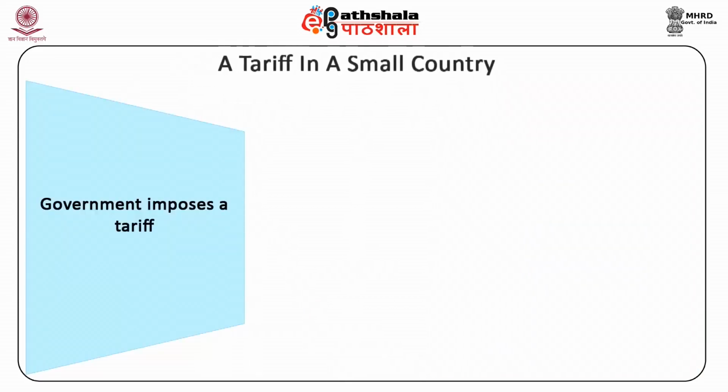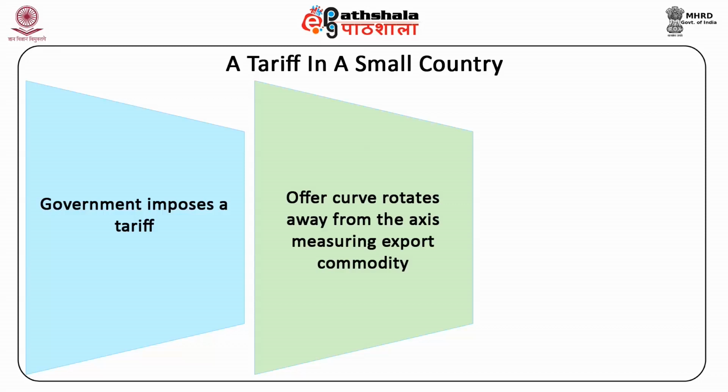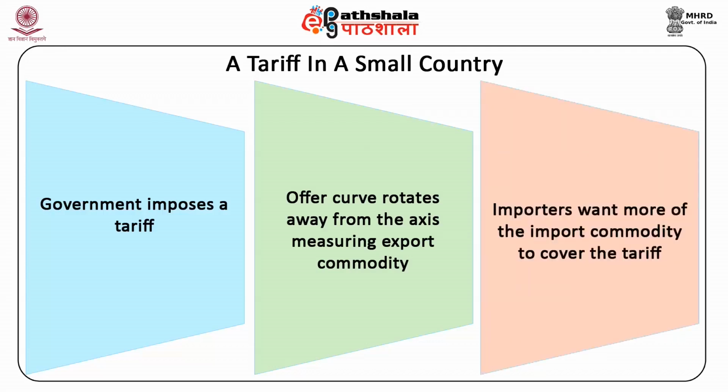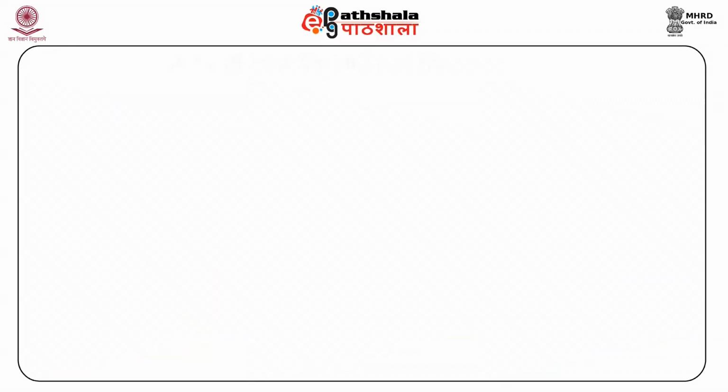When the government of a nation imposes a tariff, its offer curve rotates away from the axis measuring its export commodity by the amount of the import tariff. The reason is that for any amount of the export commodity, importers now want sufficiently more of the import commodity to also cover the tariff. Let us suppose that the government imposes a tariff on its import of commodity Y. The price of commodity Y will increase for both the consumers and the producers, which will cause the divergence between the domestic terms of trade and the world terms of trade.